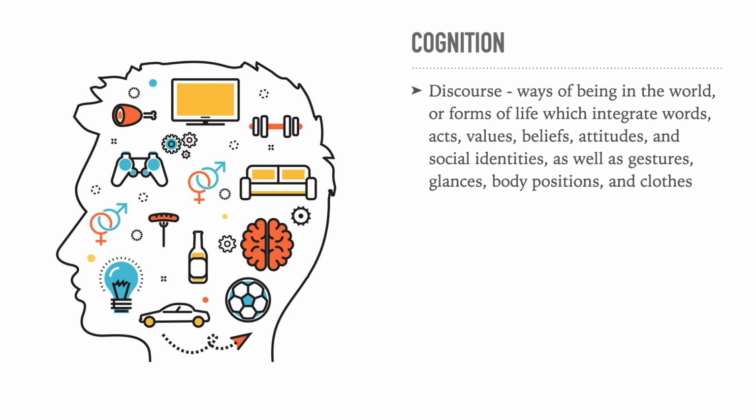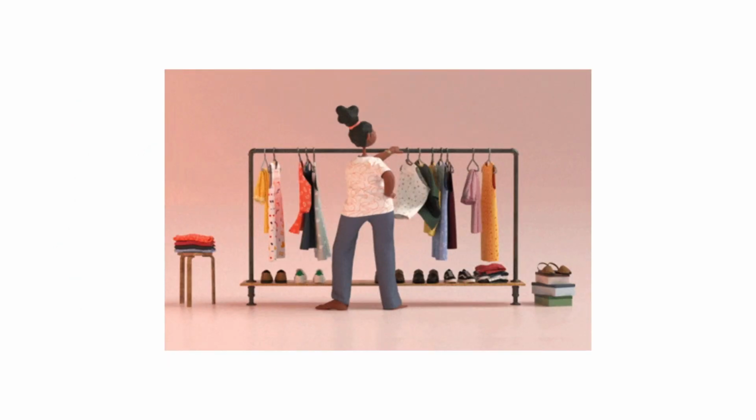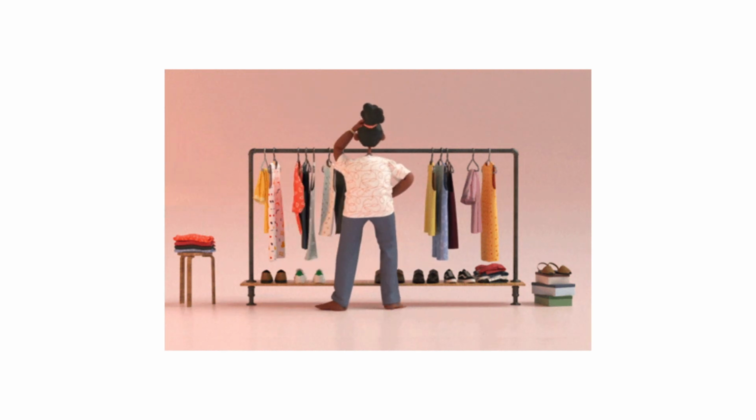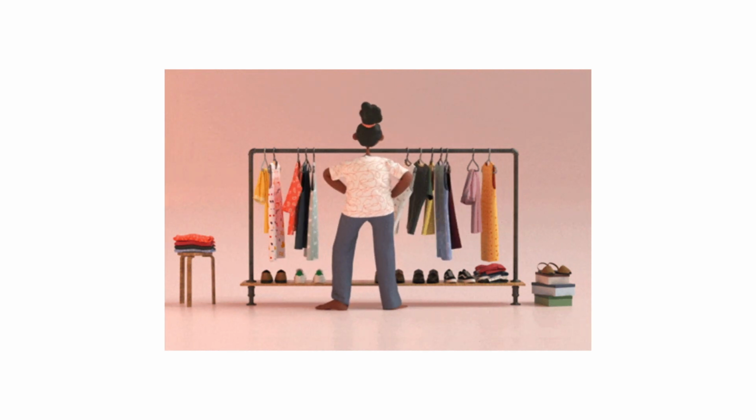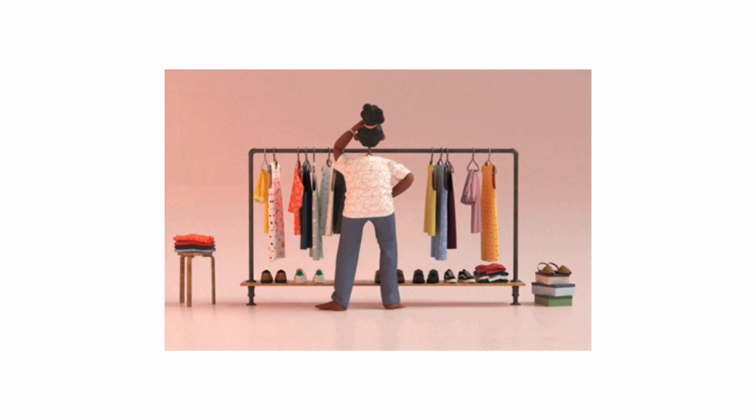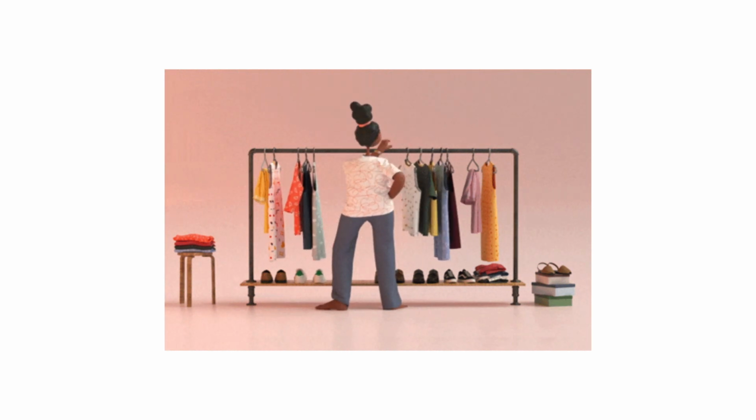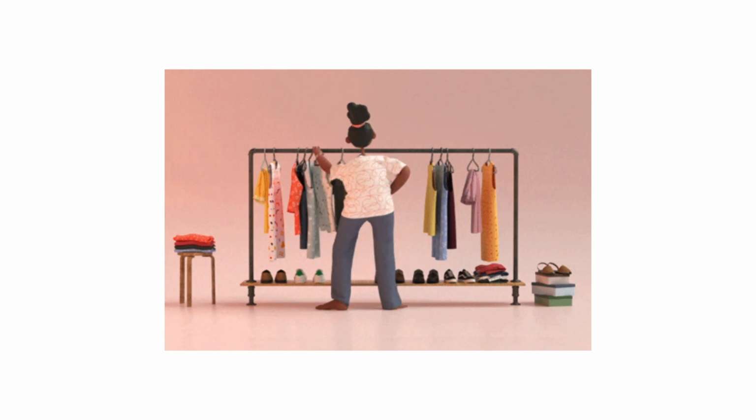James Gee extends the notion of scripts with his conceptions of discourses that accompany schemata. He defines discourse as ways of being in the world, or forms of life which integrate words, acts, values, beliefs, attitudes, and social identities, as well as gestures, glances, body positions, and clothes. A discourse is like an identity kit which comes complete with the appropriate costume and instructions on how to act, talk, and often write so as to take a particular social role that others will recognize.